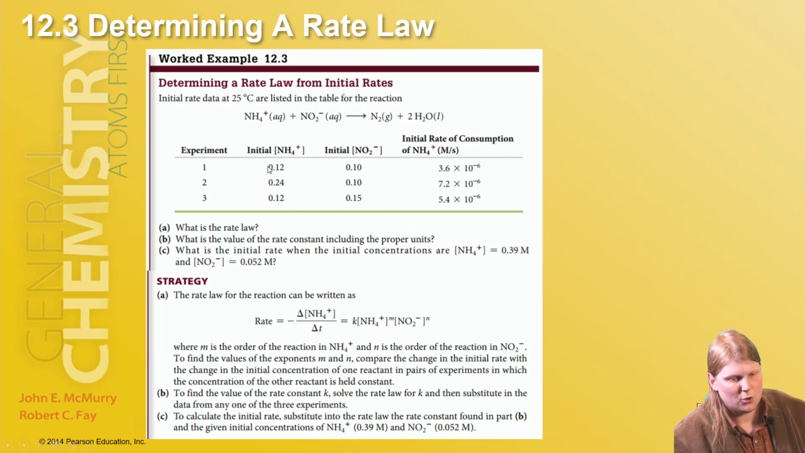Picking two experiments and looking at the changes: does something double? Well, then it's first order. Does something do something different from that? Well, then maybe some other multiplicative process is going on here. And then to find the value of the rate constant, substitute in data.